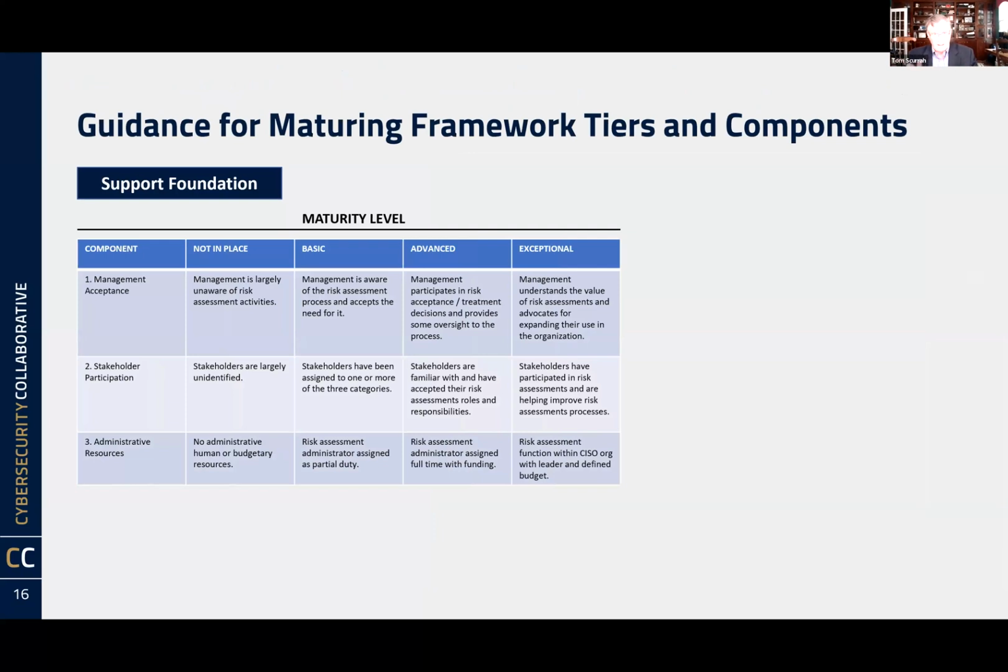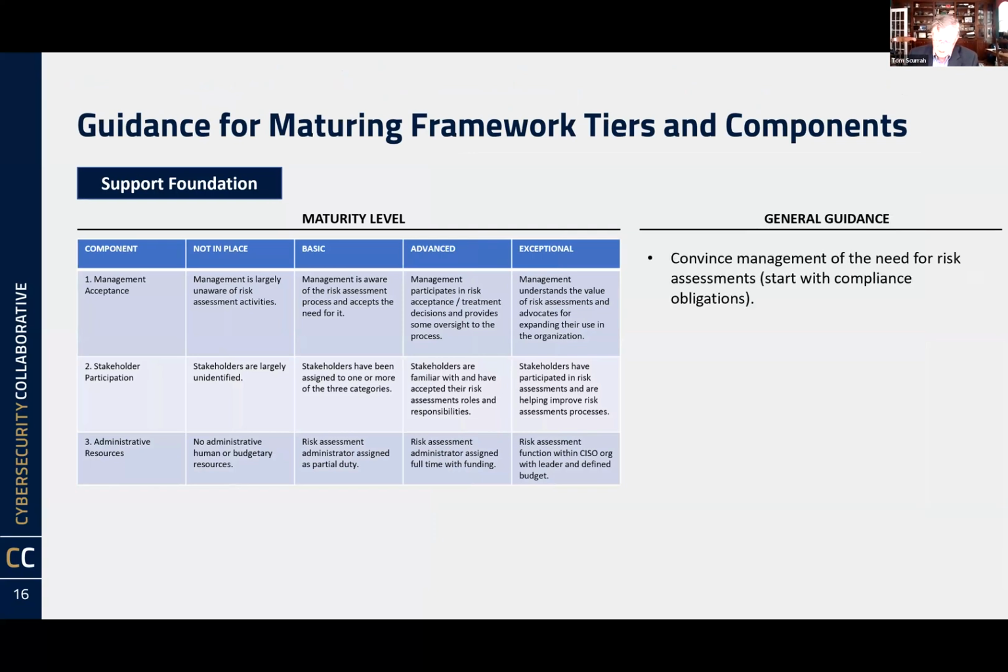Here's a quick example of where your maturity level is. General guidance: you need to convince management of the need for risk assessments. You can start with the fact that you have compliance obligations. Maybe that's already known, but they need to understand their role in that, and stakeholder participation. Use standing meetings to make the case for risk assessments, such as an executive steering committee, without creating a separate meeting if you don't need to. If resources are available, leverage the skills of a credible third party to administer assessments, and engage management in risk acceptance and risk treatment decisions. So if you're new at this, again, there's a cost to this.